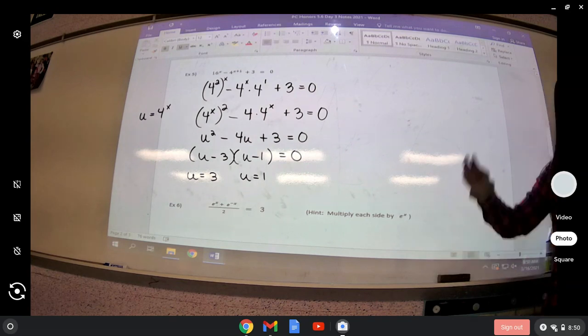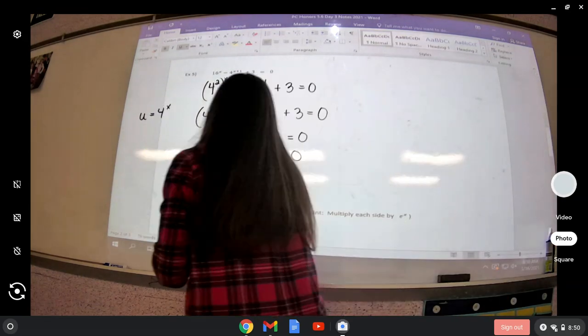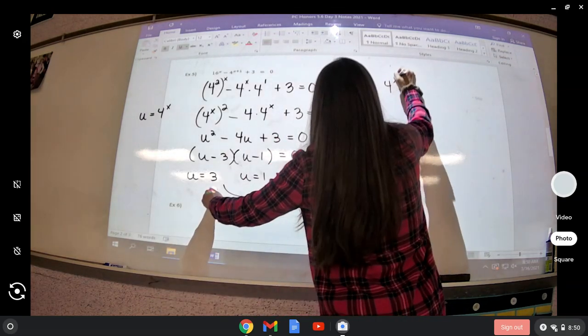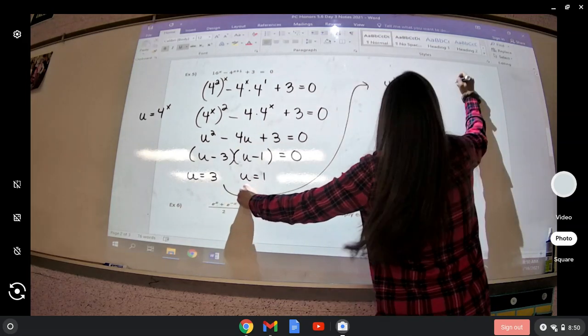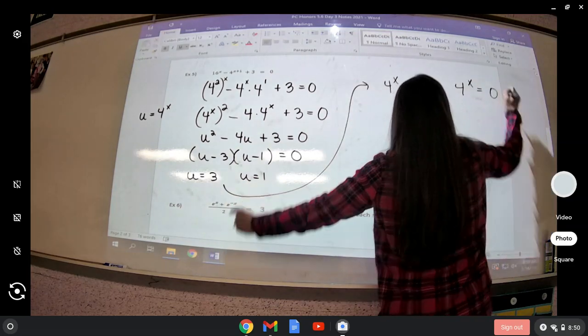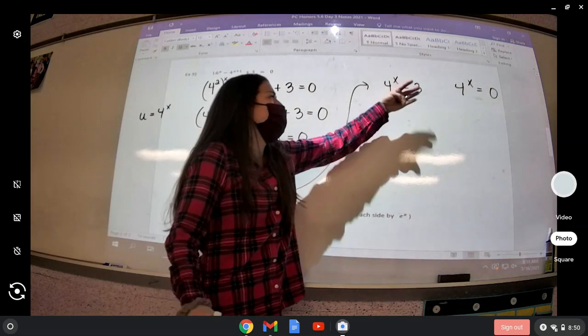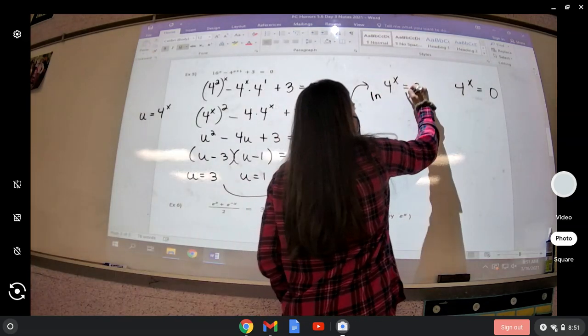All right, well, now that you've solved it for u, now we got to put what u is equal to back in. So it's not u that equals 3, it's 4 to the x that equals 3. It's not u that equals 1, it's 4 to the x that equals 1. All right, well, this one, 4 to what power is 3? Beats me, right? Natural log both sides.